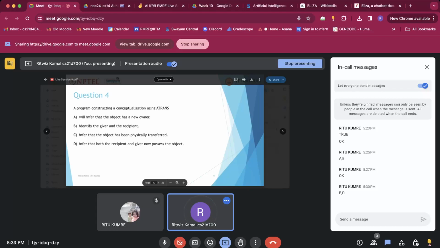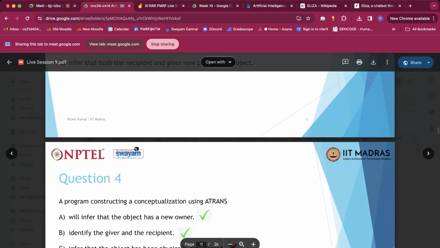Okay, about option D, infer that both the recipient and giver now possess the object. This is also incorrect because we know that there was a transfer of the object from a giver to a receiver, right? So only one of them can have the object at the end of the transfer, right? Both of them cannot possess the object. So the correct options in this case would be A and B.